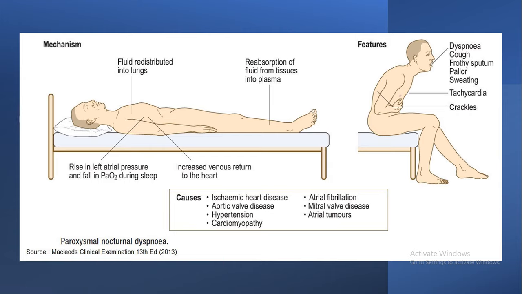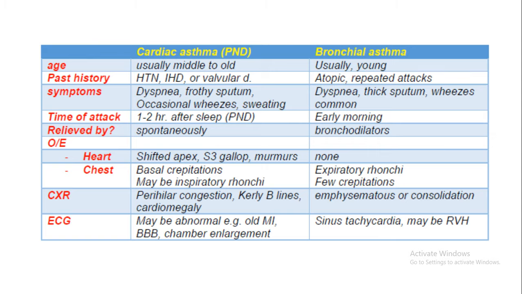There are multiple causes of paroxysmal nocturnal dyspnea. The most common causes are heart failure, pericardial disease or heart failure, ischemic heart disease, mitral valve disease, atrial fibrillation, cardiomyopathy, and so on. Also, we have to differentiate between cardiac asthma and bronchial asthma. How to differentiate between them? We have history, examination, investigations.